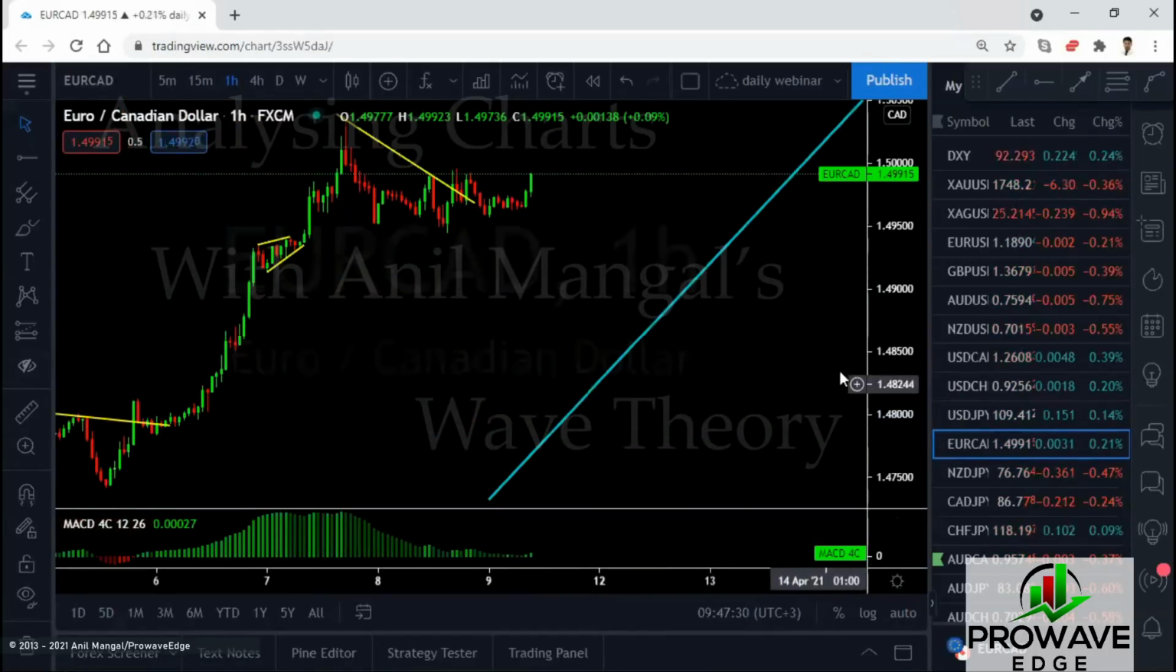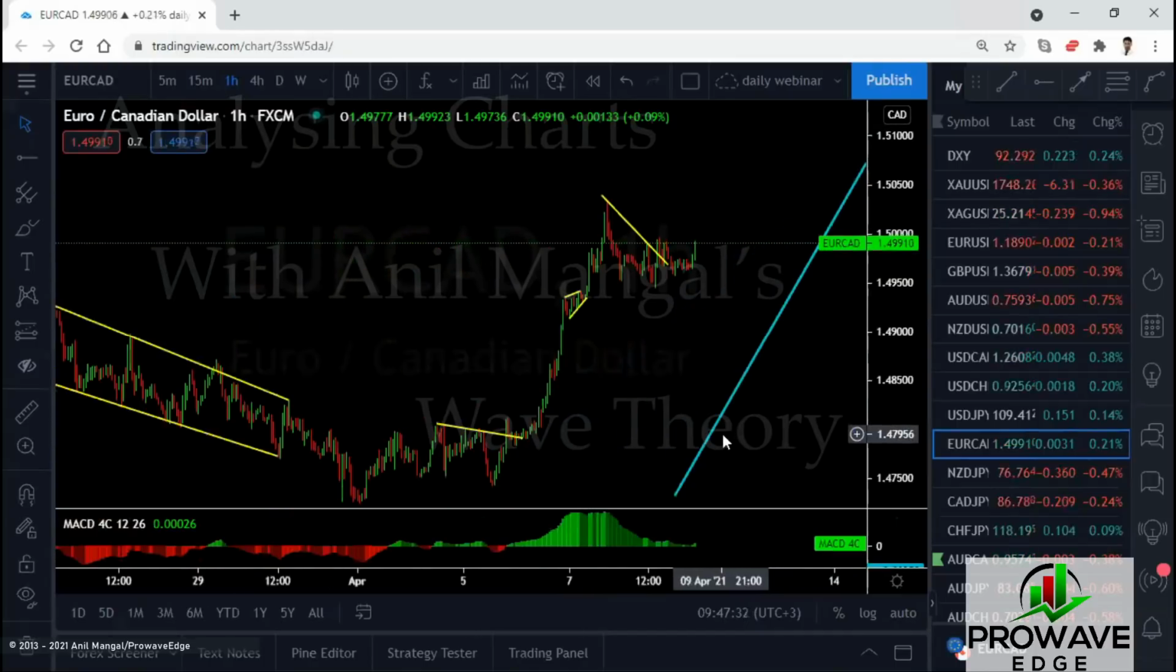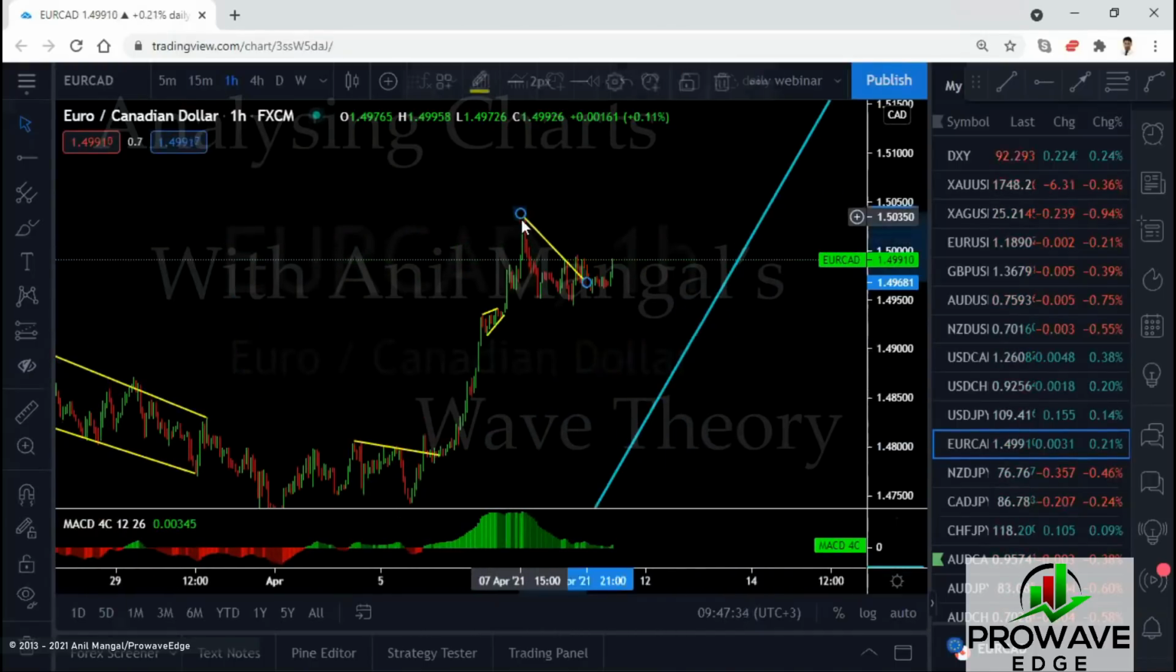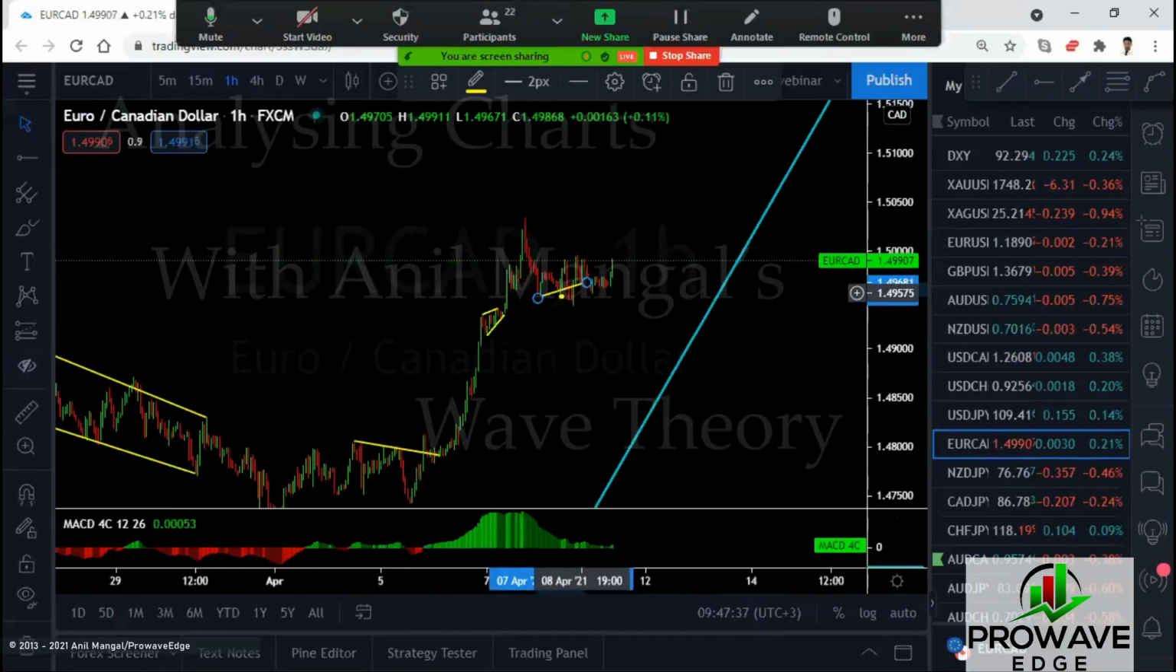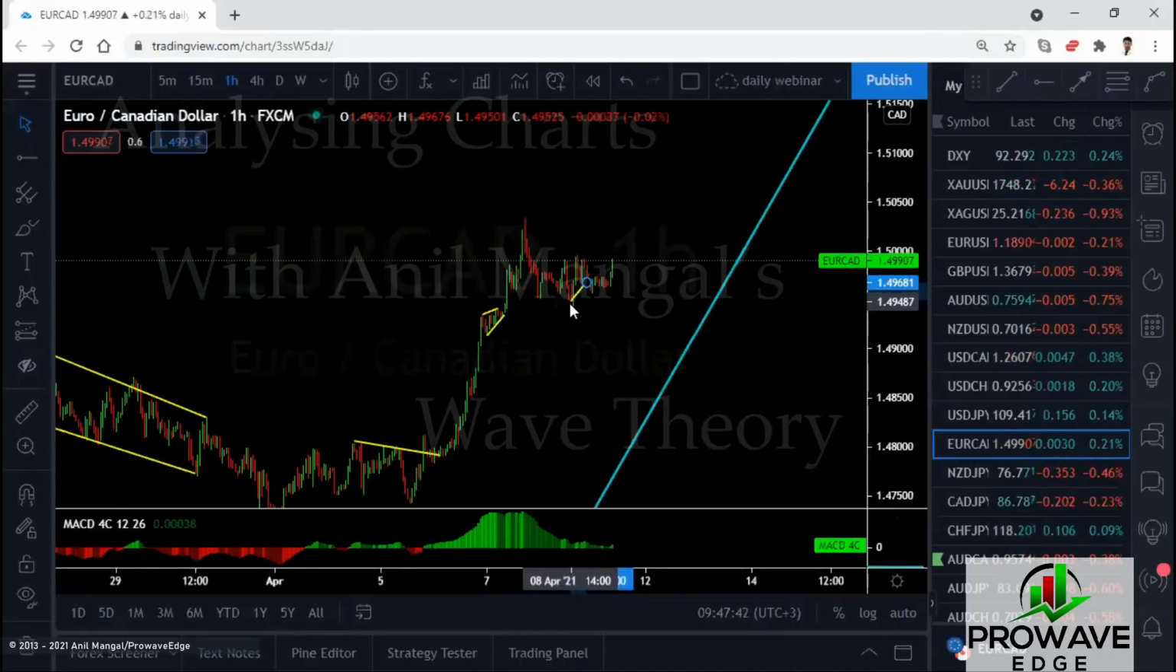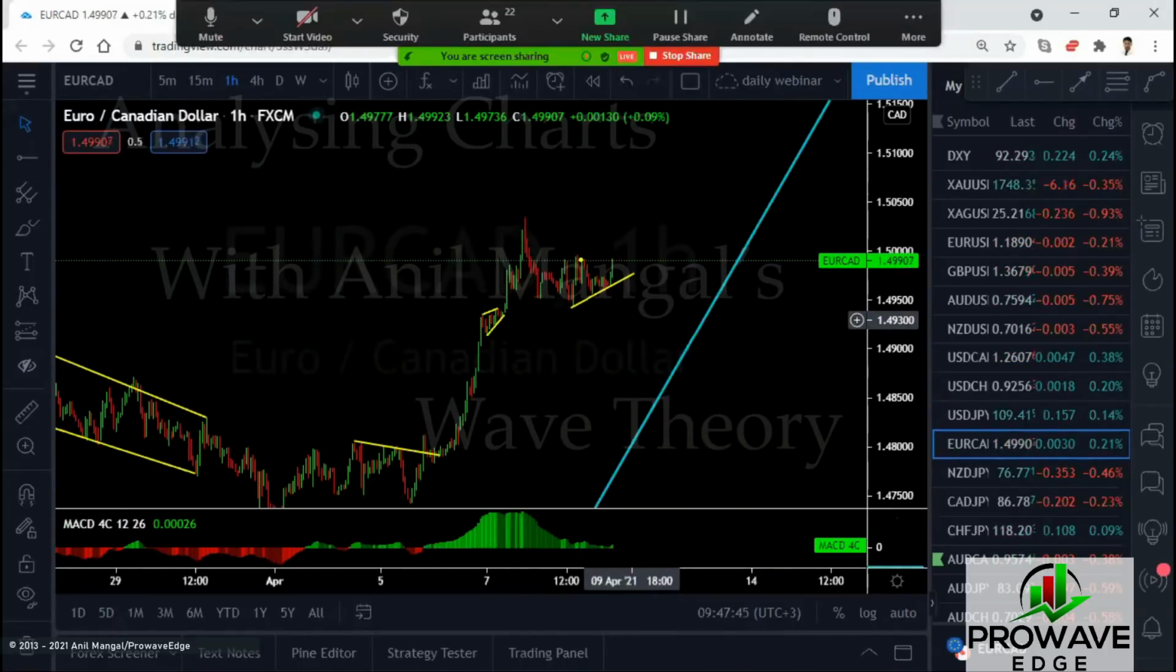EuroCAD, did I miss one? CAD, Swiss yen, no, didn't miss anyone. EuroCAD is consolidating. So if you took the sell yesterday, that would be a loss. If you took a trade here, that would be a loss because this is where we put the stop loss. That's a small one. So right now it's consolidating. I think this would make more consolidation. You pull back, you probably do this, you come back one more here, and we'll get a bigger flat. So there isn't a trade.